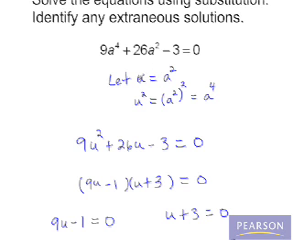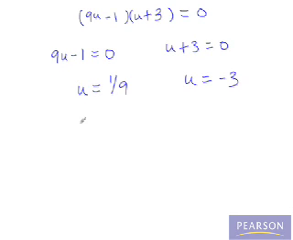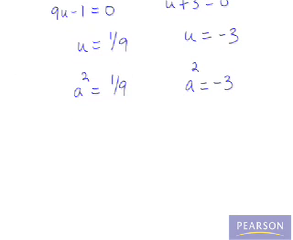We have to remember that u is the same thing as a squared. So u comes out, a squareds go back in. So we have a squared equals 1/9, or a squared equals -3. So now we'll have to take the square root of both sides, not forgetting the plus or minus.